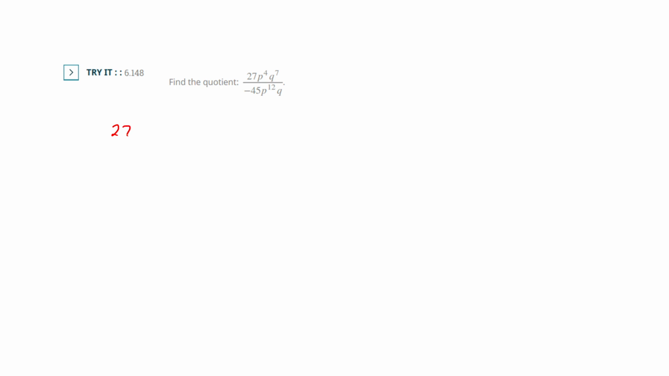So if we're doing 27 over negative 45, now you could break that down into all the factors, but they're both divisible by 9. So you're going to get negative 3 over 9. So let's just extend that, and now we'll work with these. I've got 4 p's on the top, 12 on the bottom. If you subtracted that, you'd have 8 left on the bottom. Q to the 7 over q. If you subtracted that, you have 6 q's left on top.